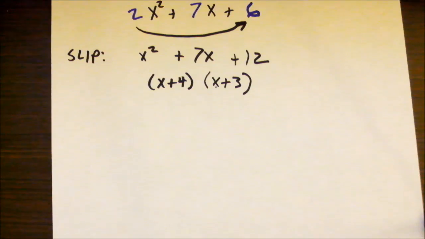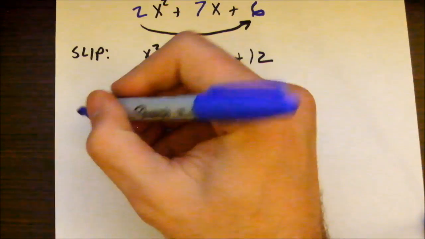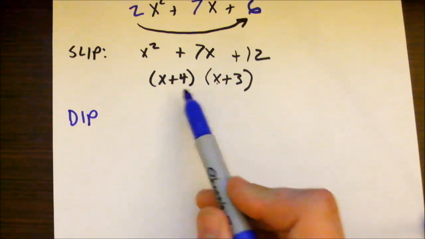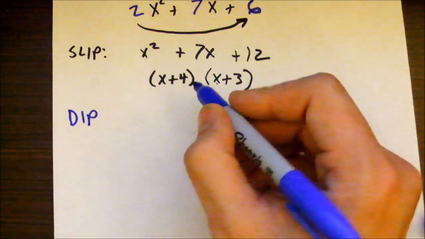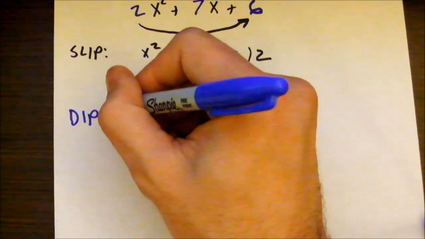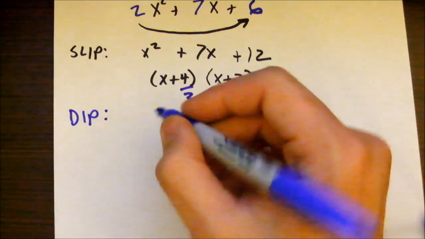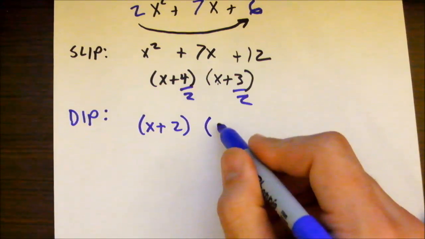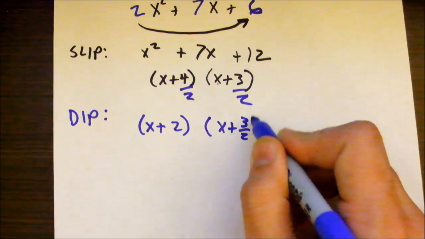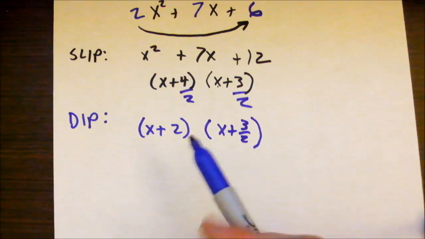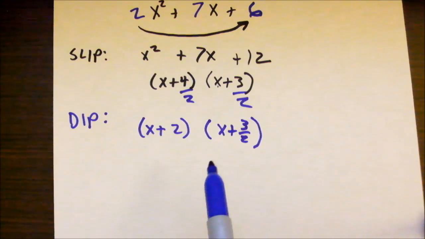So let me change colors here. When we dip, what we're doing is we are dipping this coefficient underneath these two constant terms. So we're going to divide by 2 here and divide by 2 here. That's the dip portion. Now we wind up with something like this: x plus 2 times x plus 3 halves. Now when you reduce your fractions, they're either going to reduce, obviously, or they're not going to reduce. 3 halves is not reducible.